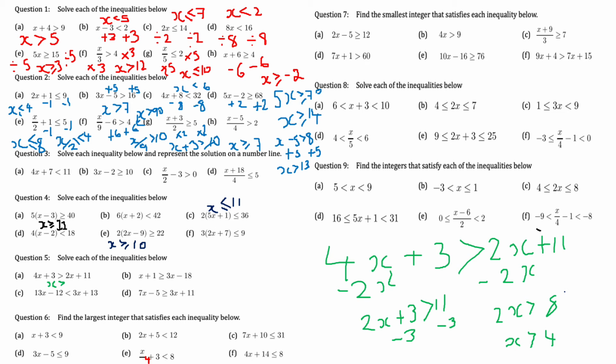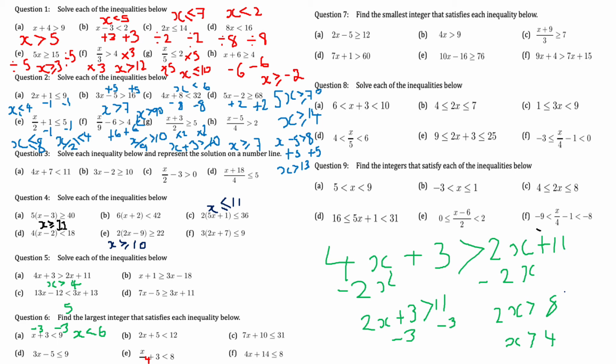Right, guys, so let's jump on to question 5 now. Okay, find the largest integer that satisfies the inequalities below. So I'm going to pick a few questions from here. Part A, x plus 3 is less than 9. So minusing 3 on both sides gives us that x is less than 6. Now, the largest integer means the biggest whole number that satisfies this. So for this case, it's going to be 5 for part A.